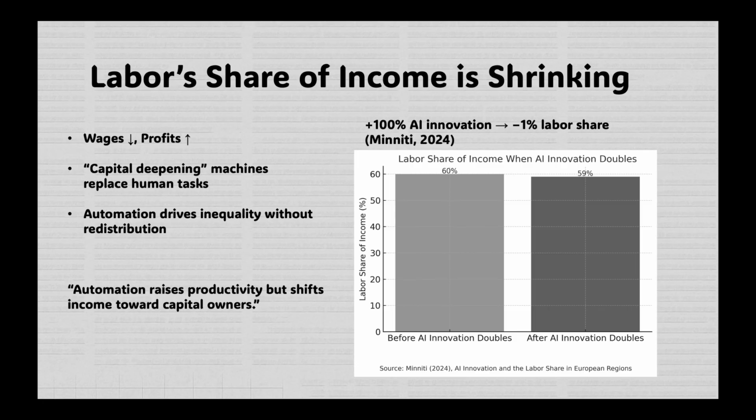Recent research from the MINITI, studying European regions, found that when regional AI innovation doubled, the labor share of income fell about 1%, meaning that a smaller slice of national income went to wages while a larger share went to profits and dividends. This trend, known in economics as capital deepening, shows how automation can raise productivity but shifts income towards capital owners. This creates a winner-takes-most dynamic.